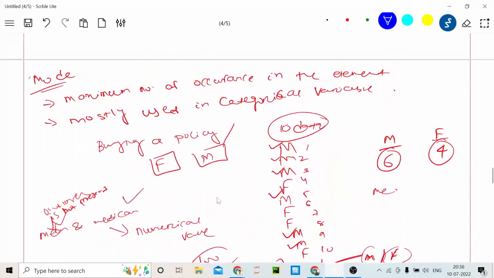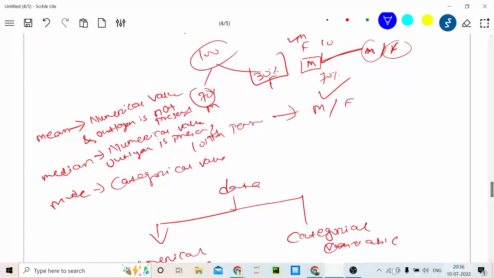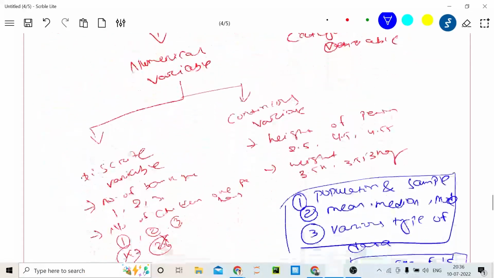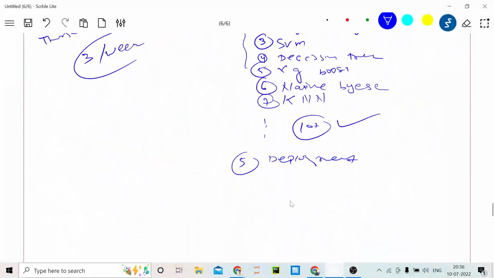Sir, why are you not starting with Python? Actually, statistics is required because in Python code, if I tell you to calculate the mean, you have to write a Python program to calculate the mean. In that case, if you don't know the mean, the median, and the sample and the population, you cannot do it.